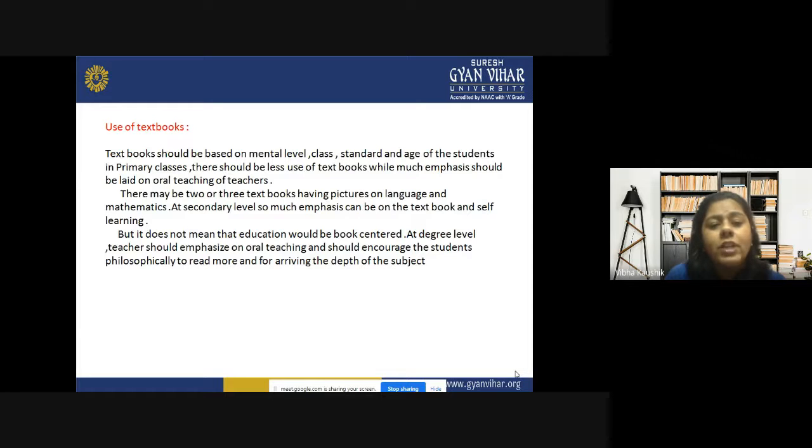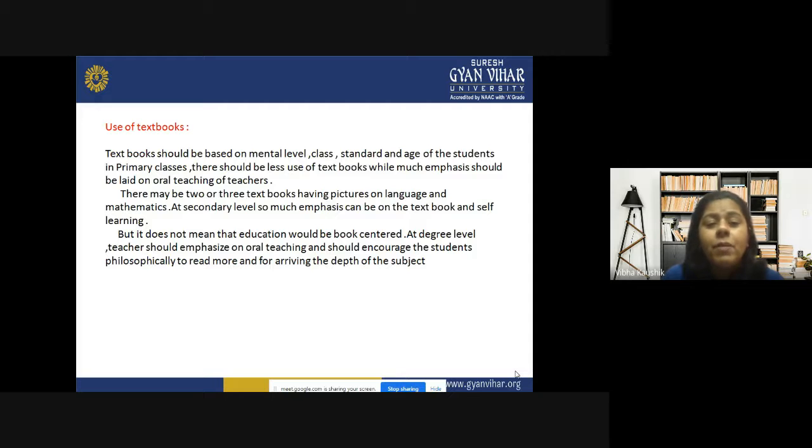Now, use of textbooks. Textbooks should be based on the mental level, class, standard and age of the students in primary class. If we are writing a textbook, it should be according to the mental level of the student, the class in which they are studying, the standard, and the age of the student. We have to consider how old that particular student is in primary classes.